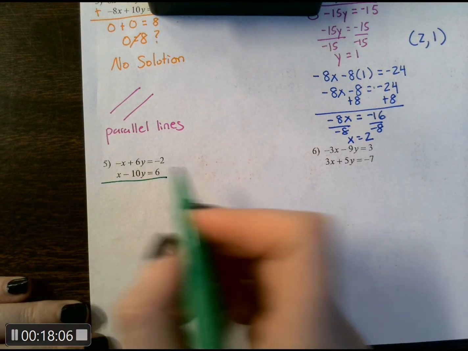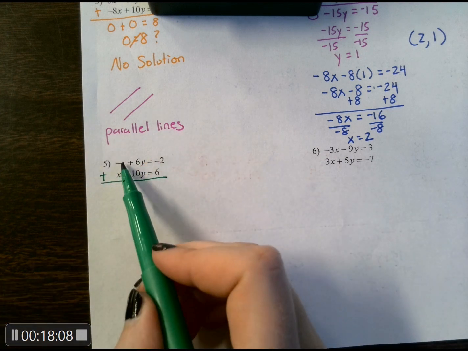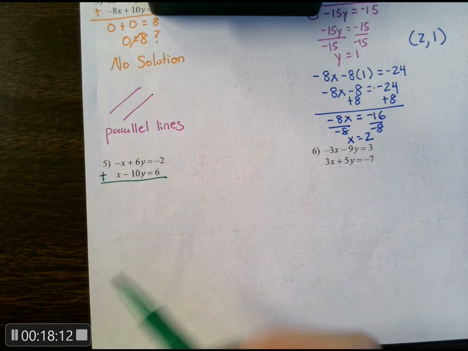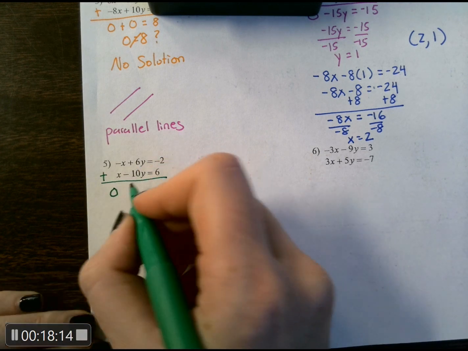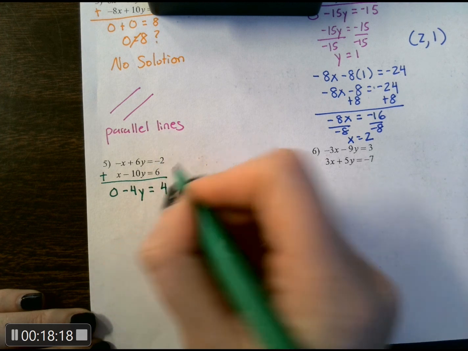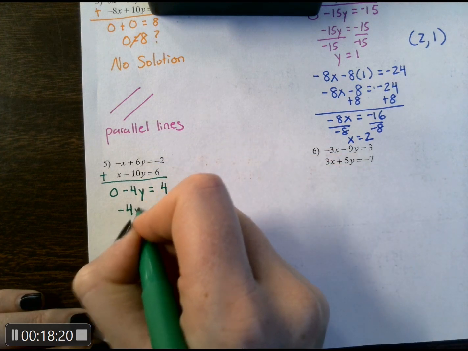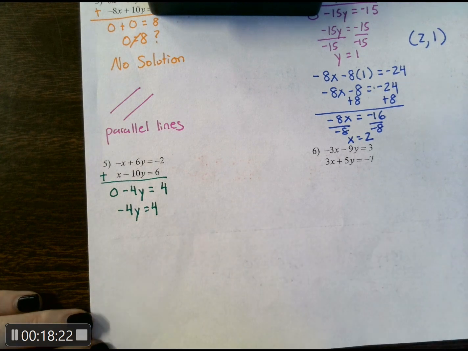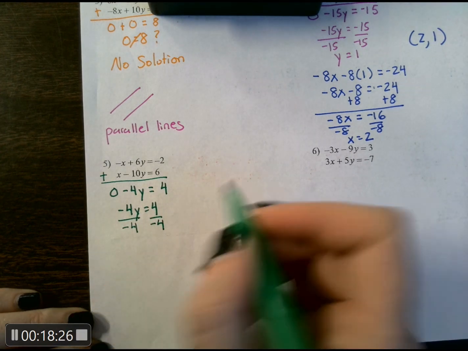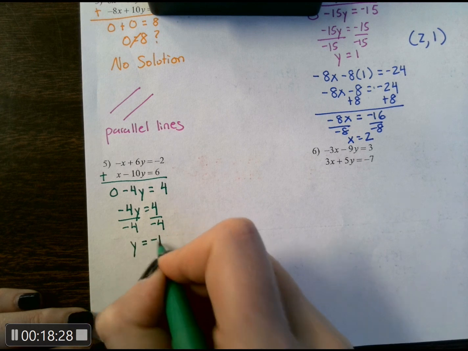Alrighty. Once again, we can go ahead and add because the numbers in front of our x's are the same and they have different signs. So we have 0 minus 4y equals 4. So -4y equals 4. We're going to divide by -4 on both sides. So y equals -1.